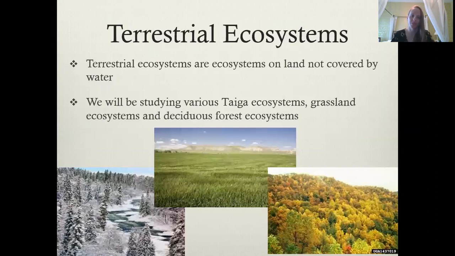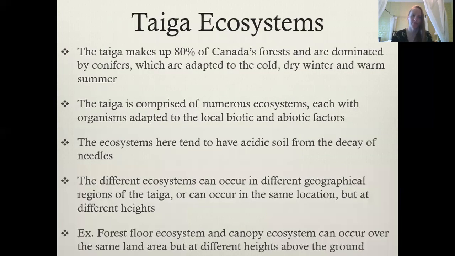When it comes to terrestrial ecosystems, we're talking about ecosystems that are on land and not covered in water, so not like ponds and stuff like that. We're going to be looking at different taiga ecosystems, grassland ecosystems, and deciduous forest ecosystems. The taiga ecosystems are a dominant type of ecosystem here in Canada. The taiga does make up about 80% of our forest, like we talked about already. The dominant species there is coniferous trees.